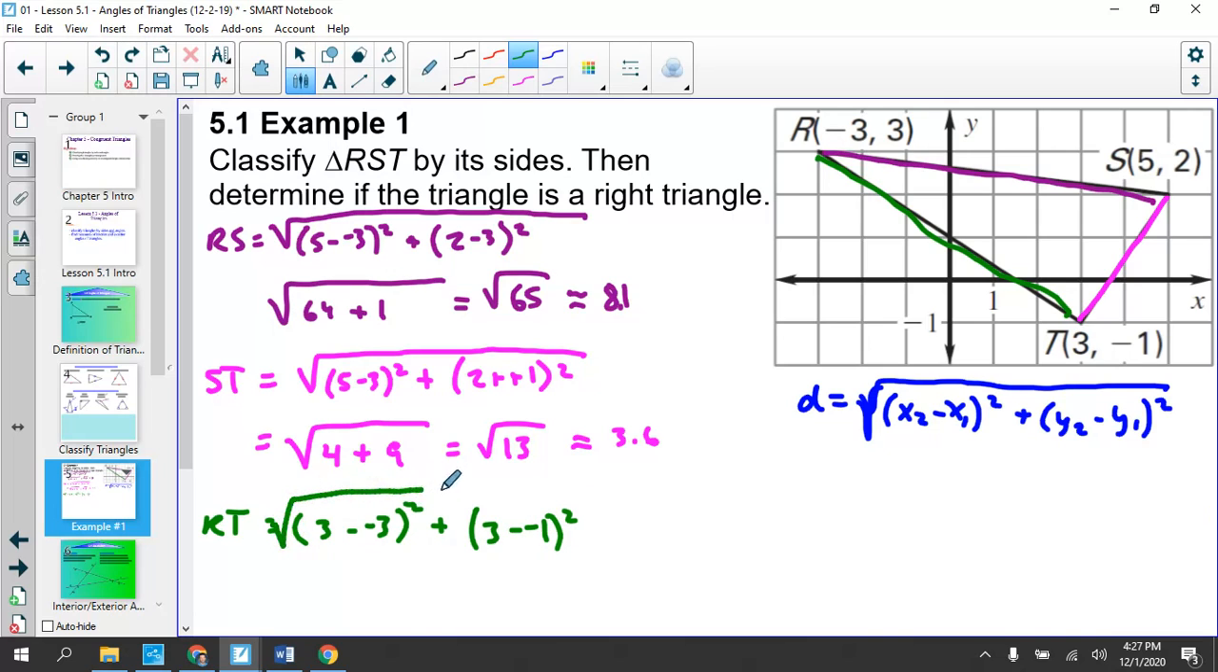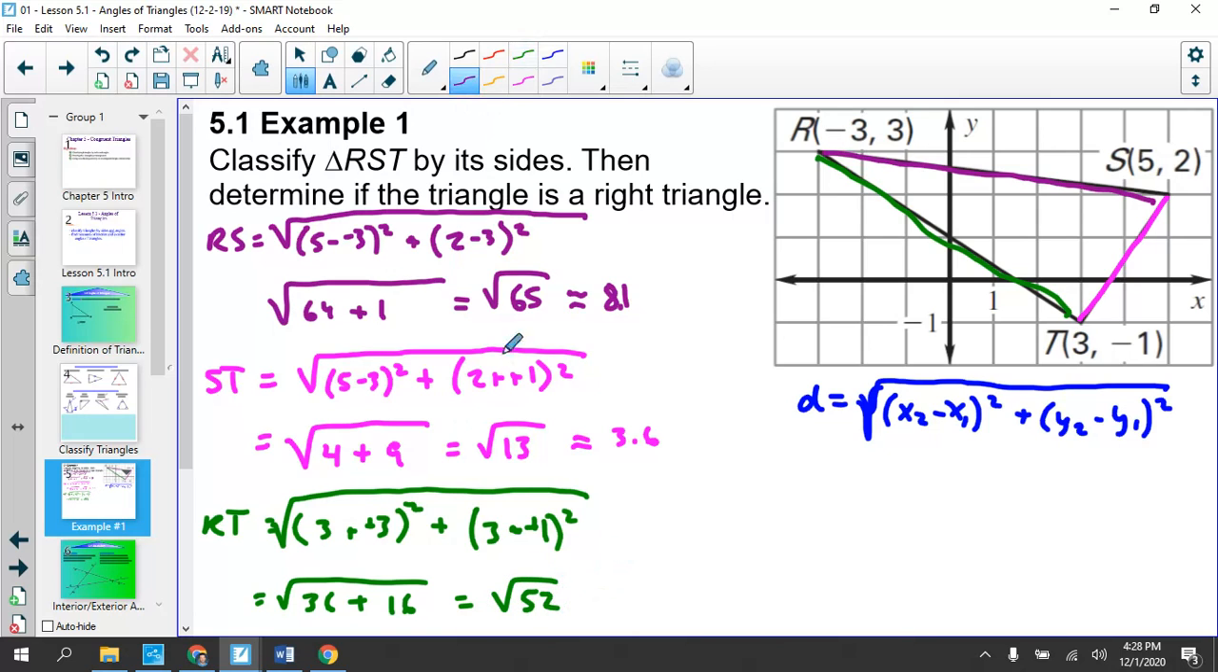It's going underneath that big old square root. 3 plus 3 is 6. 6 squared is 36. And then 3 plus 1 is 4. 4 squared is 16. That's equal to 52 underneath there. The square root of 52 is my third side length.